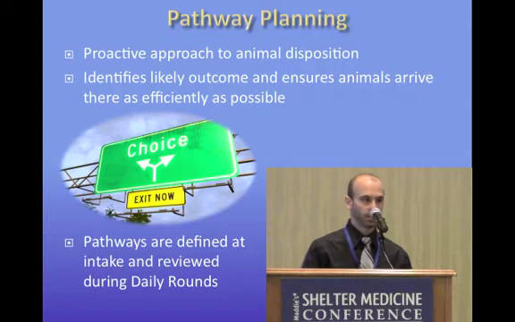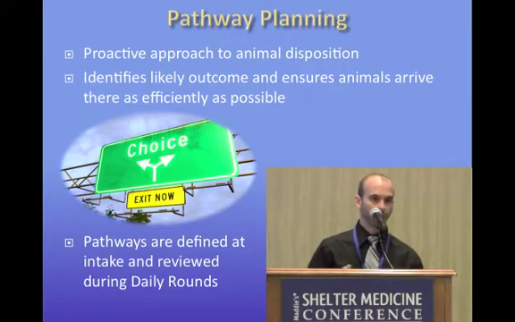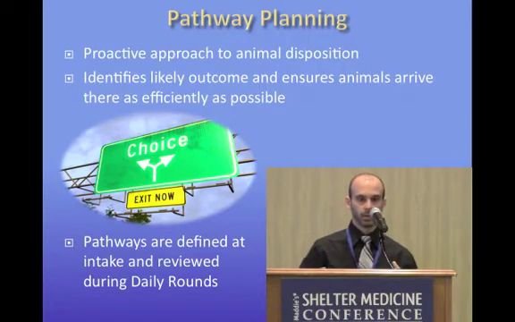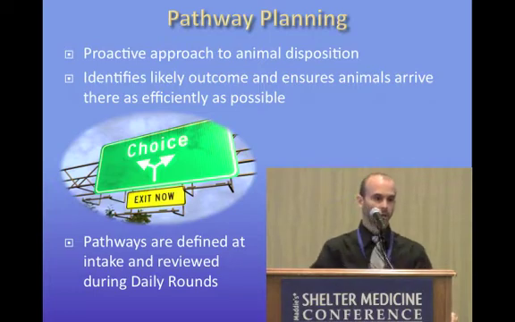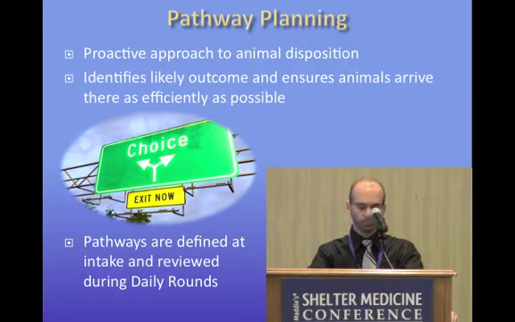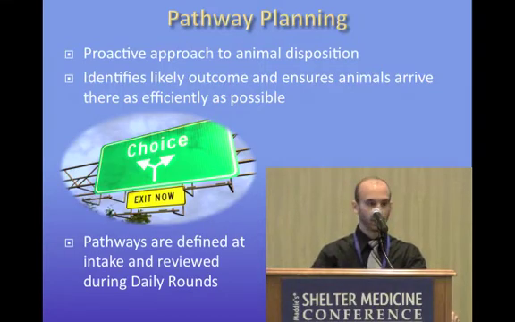Another example might be a purebred puppy that comes in. Say it's a purebred dachshund, and you know you have a really great dachshund rescue group in the area. And so the pathway planning for that animal is going to be to get it to dachshund rescue as soon as possible. So basically you have a good idea of what's going to happen when the animal comes in, so let's start getting it on that pathway and get it there as soon as possible.